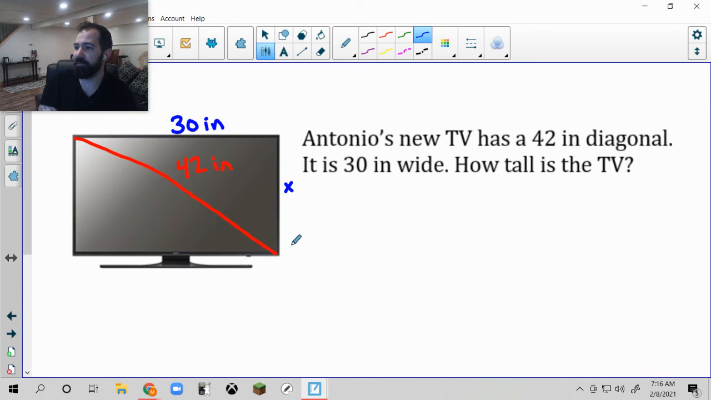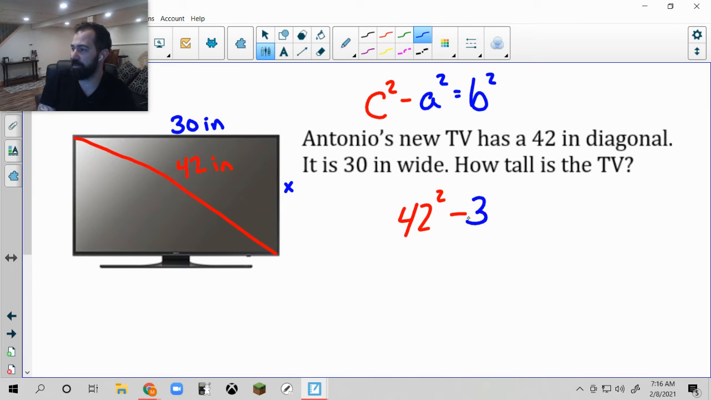Well, that looks like a Pythagorean theorem problem, but instead of missing the hypotenuse this time, we are missing a leg. And we said when we're missing a leg, we want to do c squared minus a squared equals b squared. Well, c is 42 minus a is 30, and that's going to be our b squared. Well, 42 squared minus 30 squared, that's 864, and that's going to equal x squared.